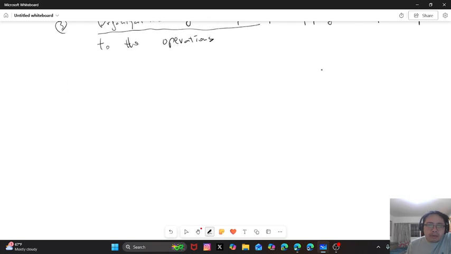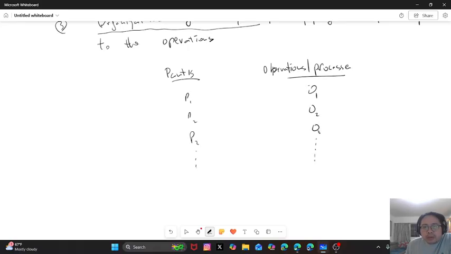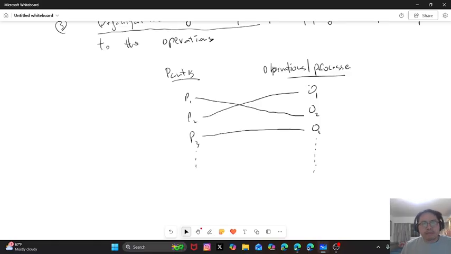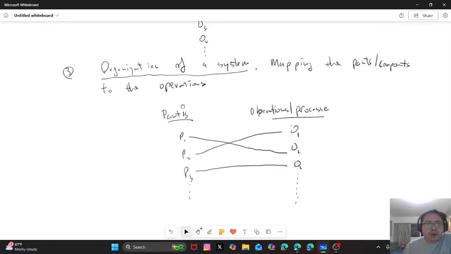Now imagine that these are our parts, P1, P2, P3, etc. These are our operations or processes, O1, O2, O3, and so on. We want to map each of the parts of the system to an operation. Maybe part one is connected to operation O2, part two is mapped to operation O1, and part three is mapped to operation O3, for example. By mapping each of the parts to the operations and processes, you in some sense articulate the structure of the organization of the system.